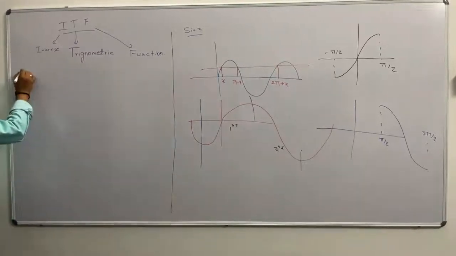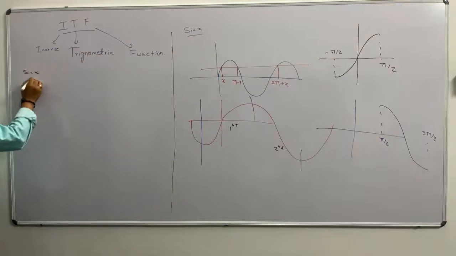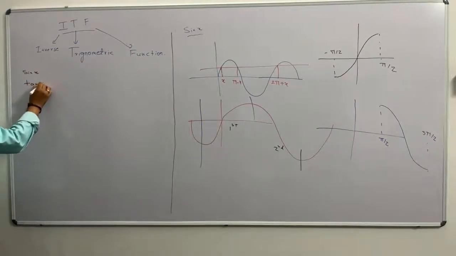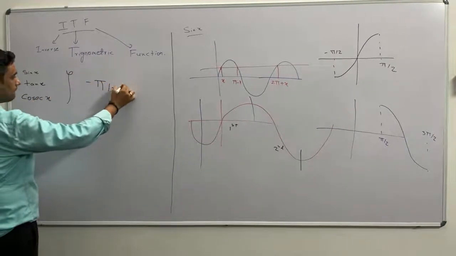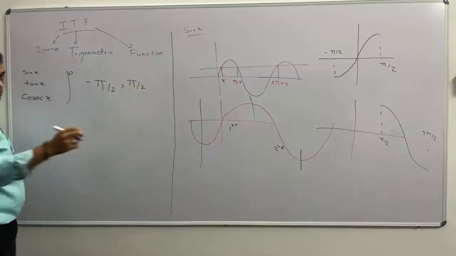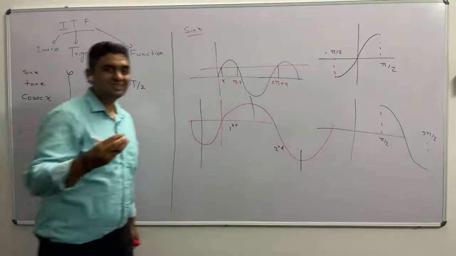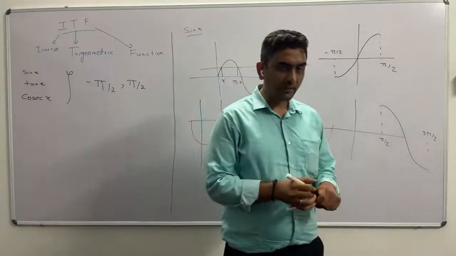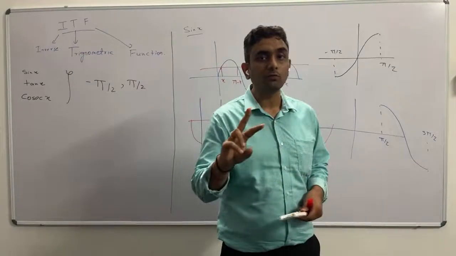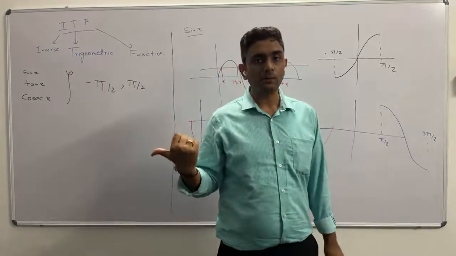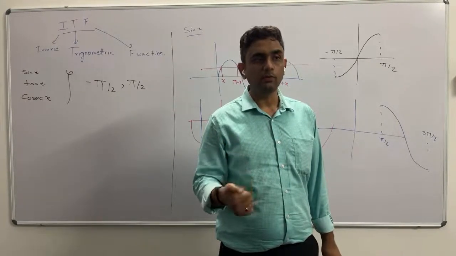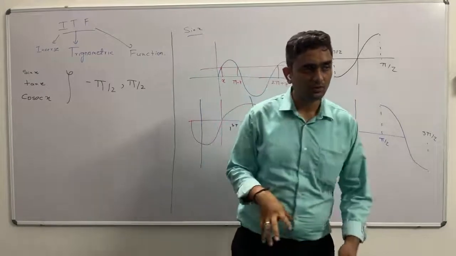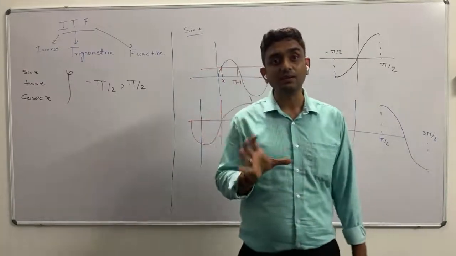So when we talk about sin x or tan x or cosecant x, these three we cut from minus pi by 2 to pi by 2. For some of them, like for tan, those two points won't be defined. So for tan it will be an open bracket, for sin a closed bracket. For cosecant, 0 is not defined, so 0 will be an open bracket. That is the only difference. But this is the interval in which we'll be cutting.